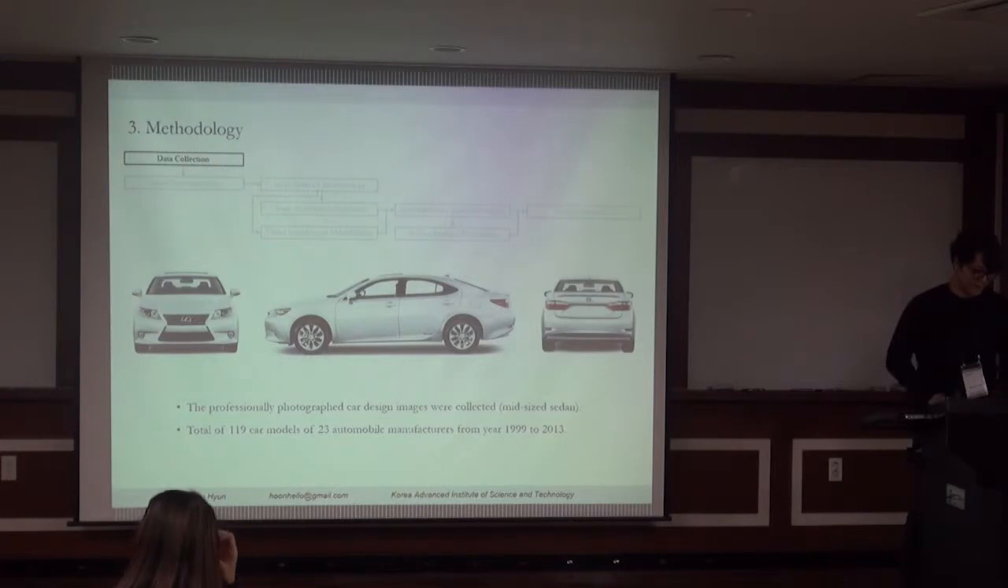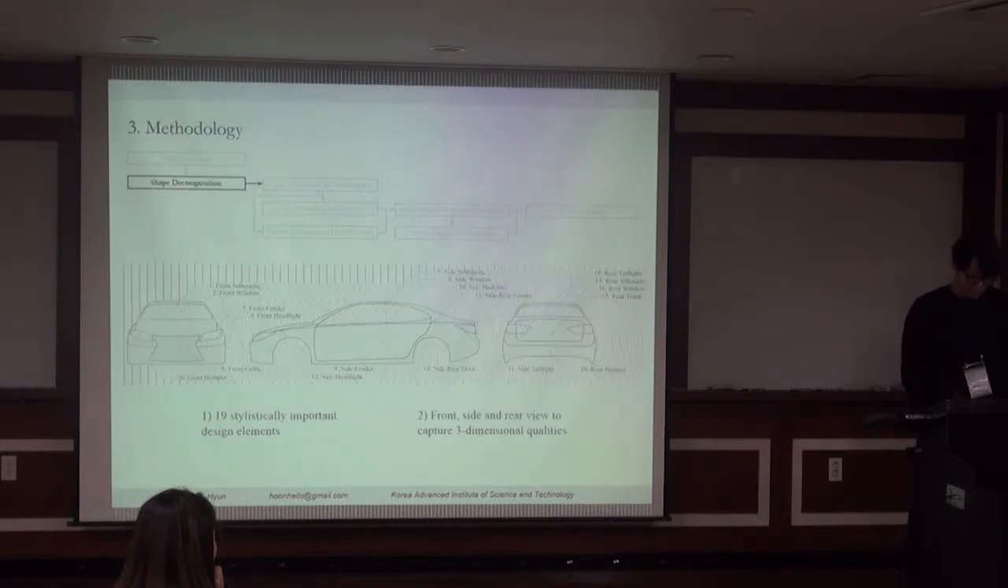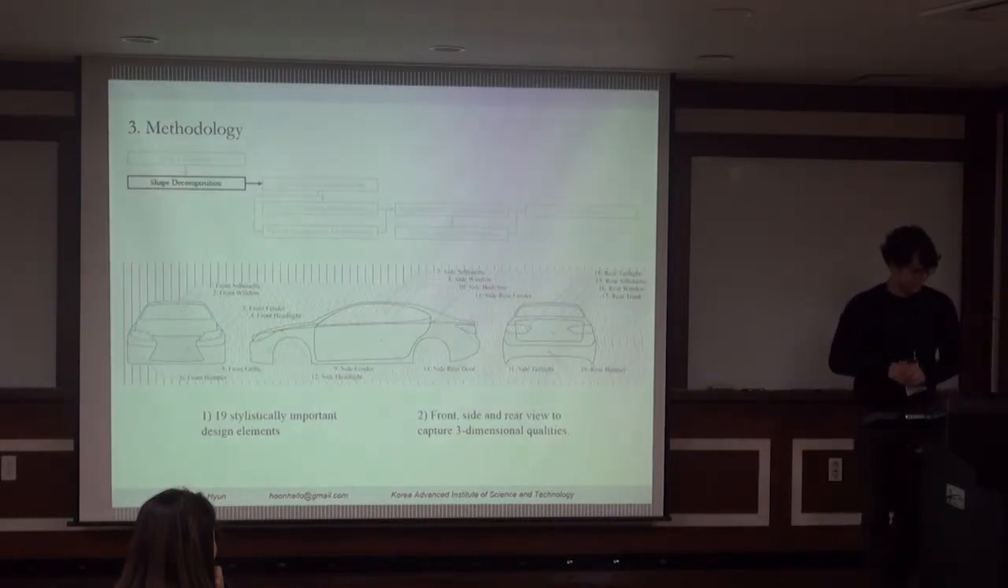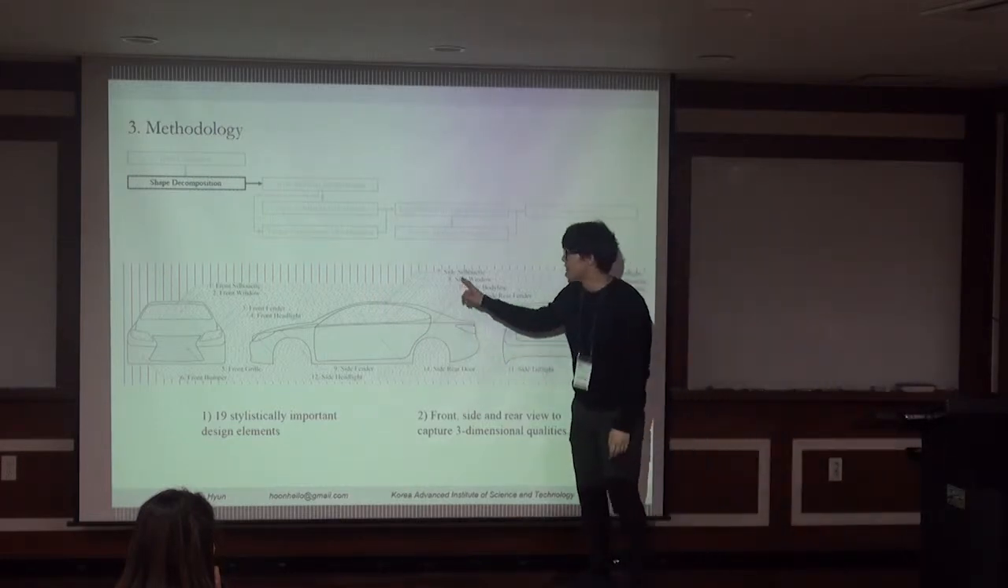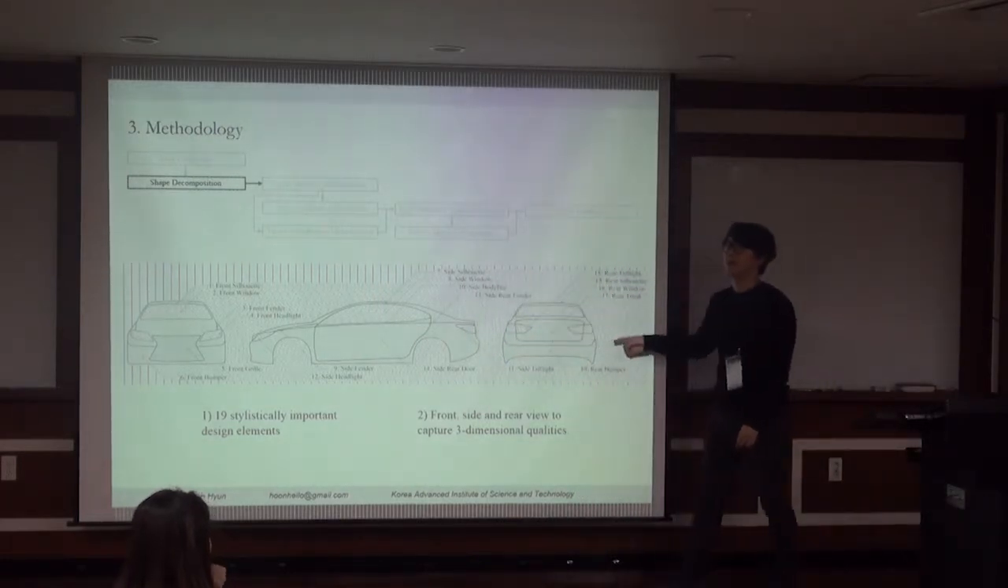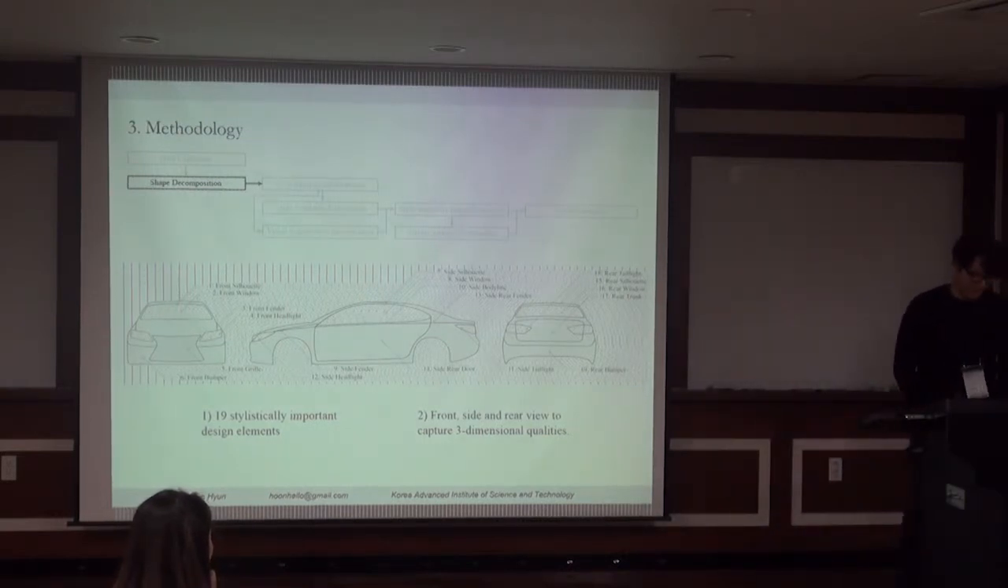And about the data, the professionally photographed car design images were collected from the internet. So a total of 119 car models from 23 automobile manufacturers were used. Around 14 years of data. And from the images, I reflected 19 different design elements that are stylistically important to express the car design.